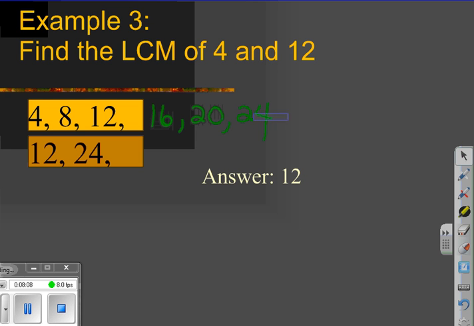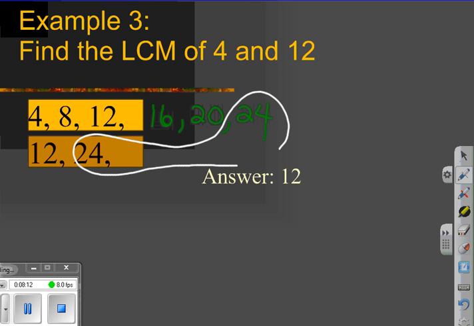24 and 24 are common. They're the same. 12 and 12 are common. They're the same. Have to remember, you are looking for the least.